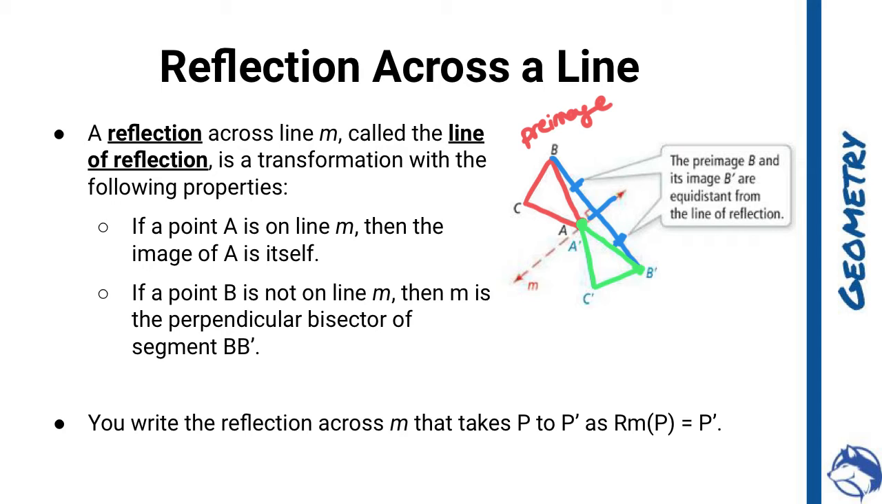We write the reflection as taking P to P prime, and this is R with subscript M, because it's the reflection over M of P, is equal to P prime. So make sure you've got that notation correctly in your notes. It's R sub M.